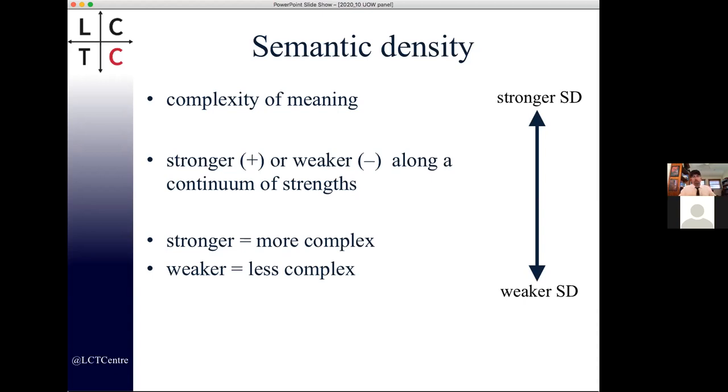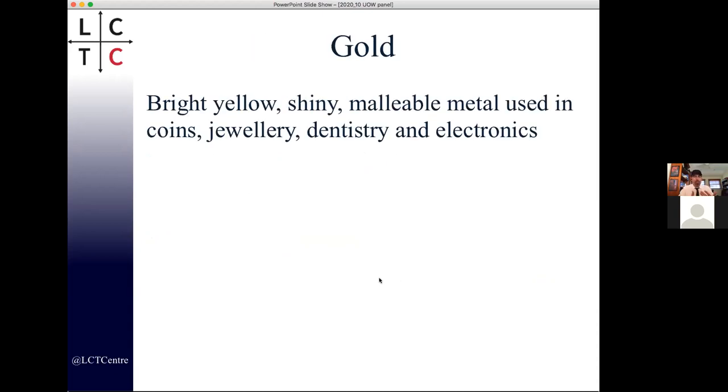So an example I often use when introducing this is a term like gold, and in everyday meanings, epistemologically anyway, it condenses a limited number of meanings. It's a bright yellow, shiny, malleable metal used in coins, jewelry, dentistry, and electronics.